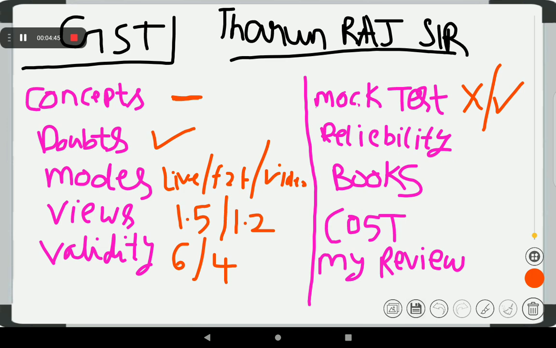Maybe I didn't see the demo lectures, so that's right. So reliability depends on you. Okay, fine. You can see the demo lectures or the exam oriented batch, and you can decide whether you can go for it or not.